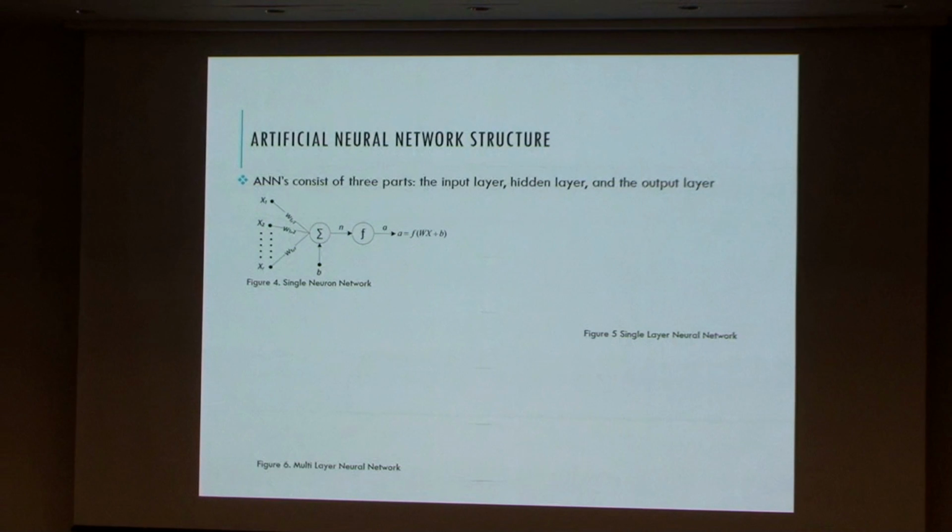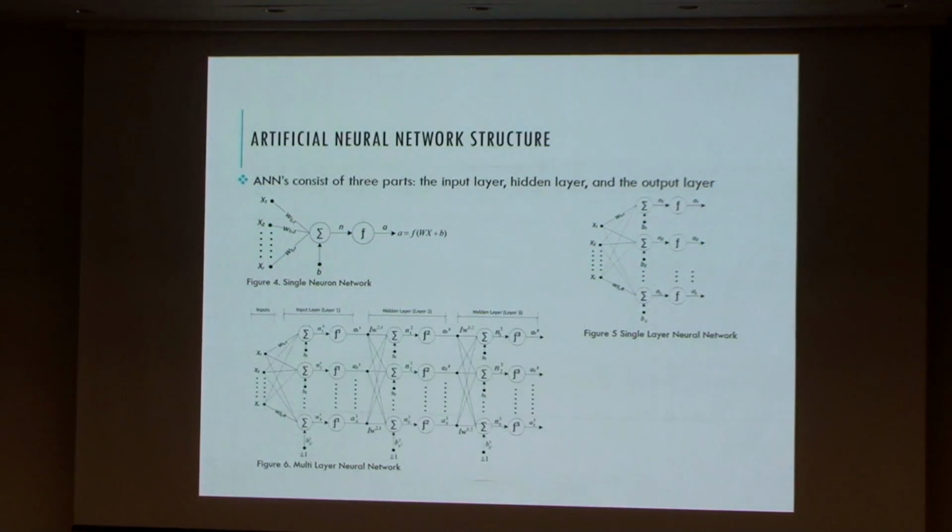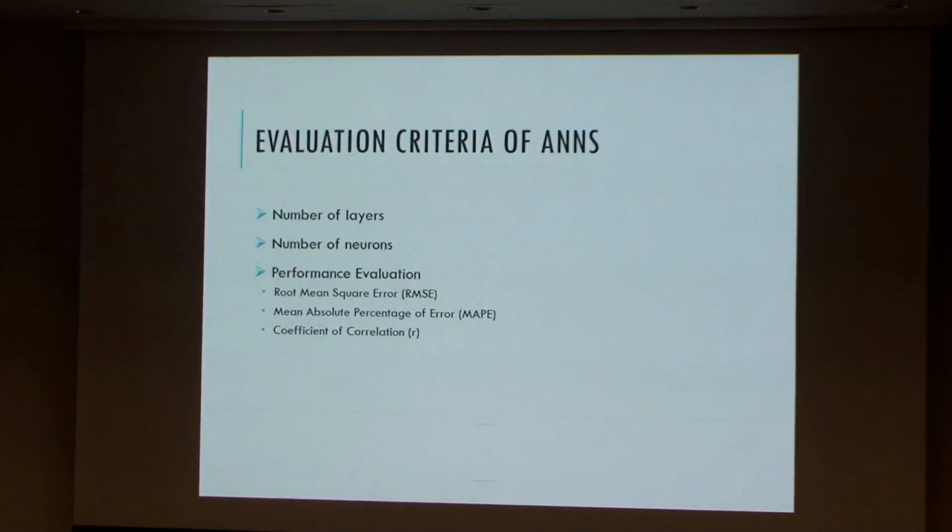If we add more than one neuron, we'll have this figure, which is called one layer. And if we add more layers, we'll have this structure which is called a multi-layer neural network. The criteria to evaluate and compare different ANN models are number of layers, number of neurons, and performance evaluation, such as root mean square error, mean absolute percentage error, and coefficient of correlation.